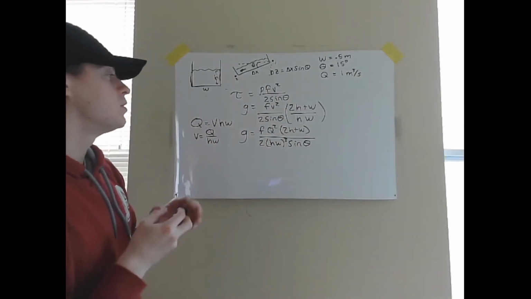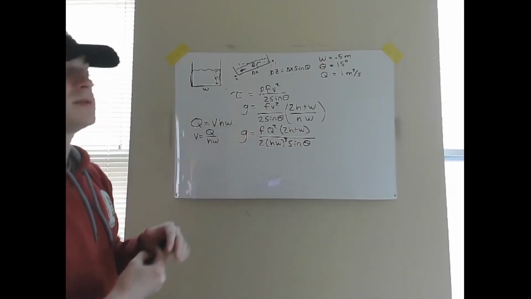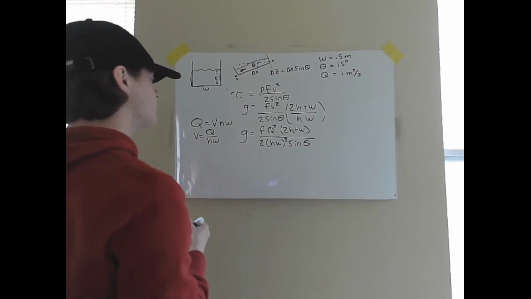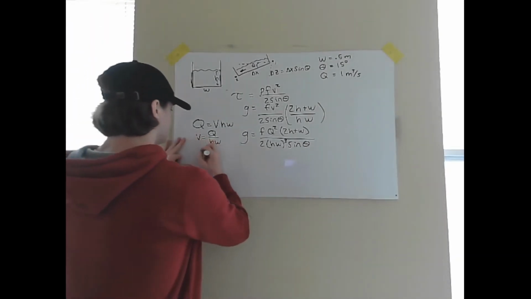So now the only piece that we're missing is the Fanning friction factor, and we can actually use Churchill's equation like we used in previous videos to calculate it.